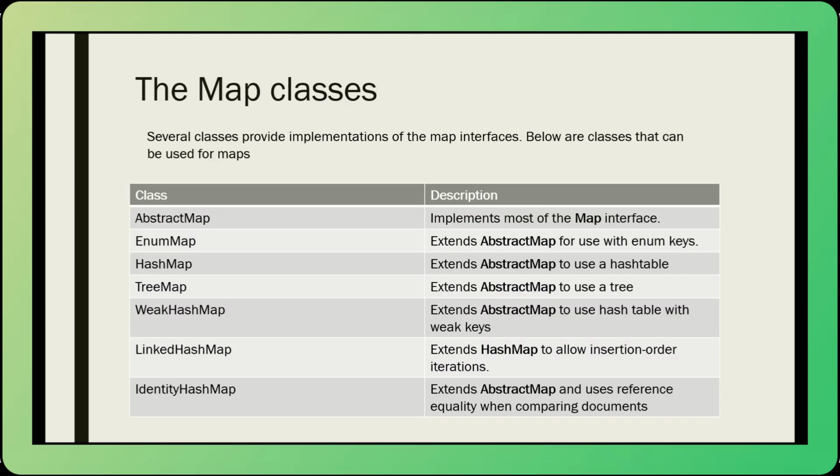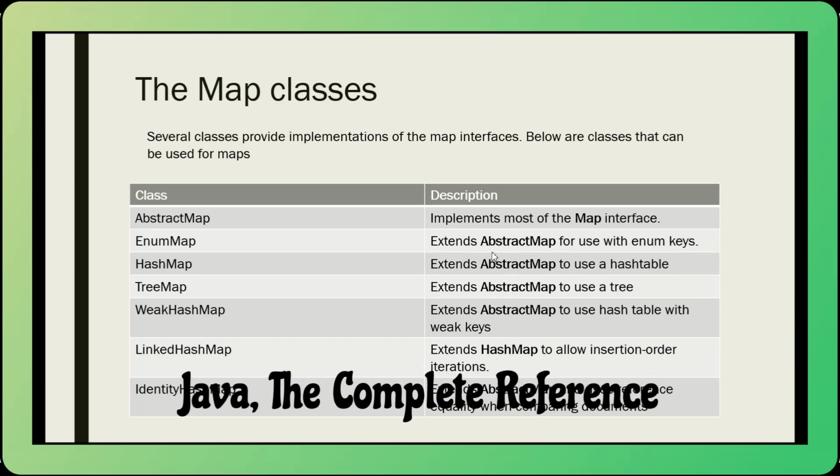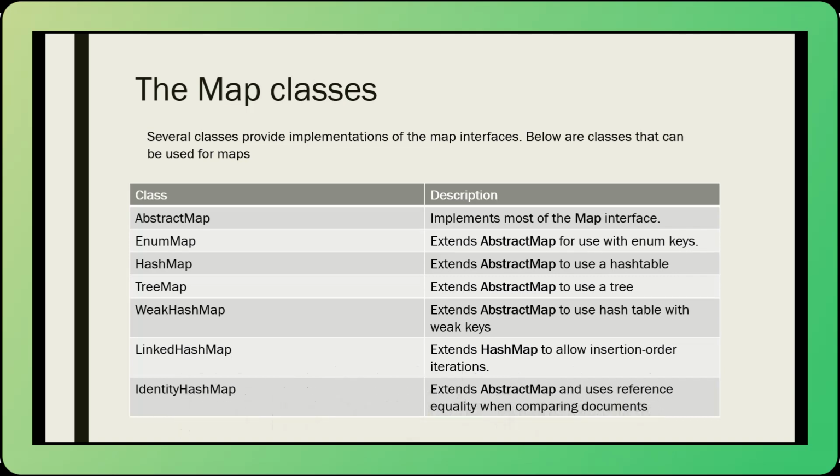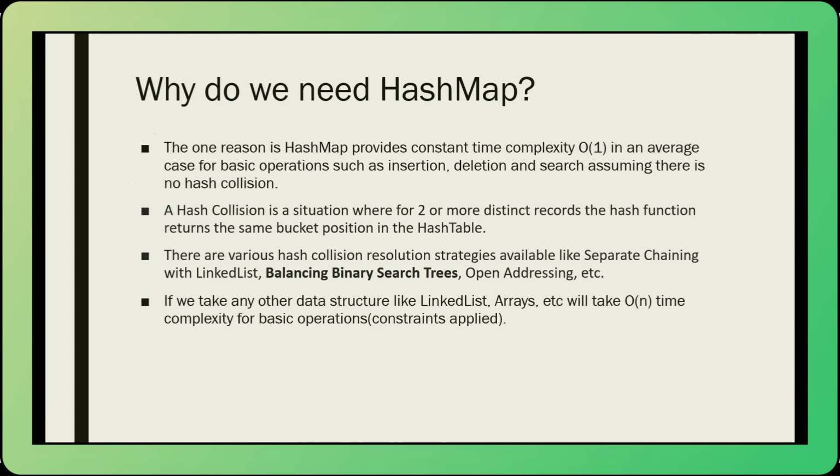Let's go a bit deeper. These are the classes which implement the Map interface: AbstractMap, EnumMap, HashMap, TreeMap, WeakHashMap, LinkedHashMap, and IdentityHashMap. You can see their purposes in the description. You can refer to The Complete Reference Java book authored by Herbert Schildt, where this information is provided, and I highly recommend you go through that book if you are a Java lover.